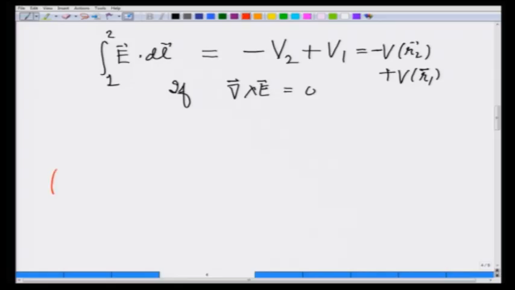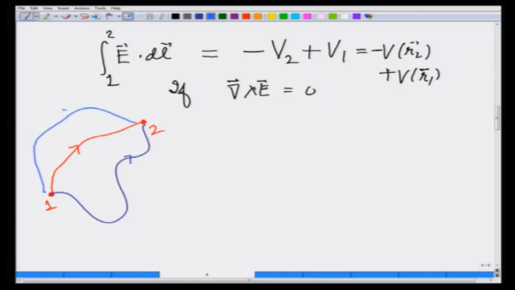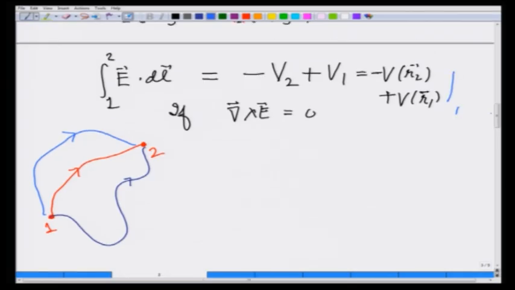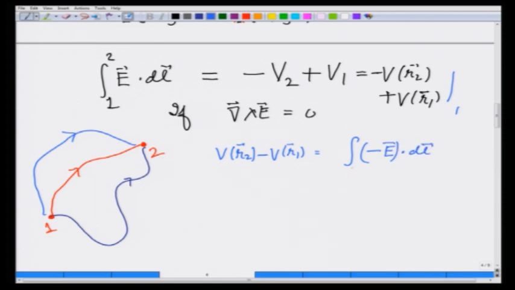So, I have taken these 2 points 1 and 2, and irrespective of what path I choose to go between these two, E dot dl always turns out to be the same, and that is why I can write it just as a difference between quantities at these 2 points only. Let us write this slightly differently. So, I will write V at R 2 minus V at R 1 is equal to integral minus E dot dl from 1 to 2.